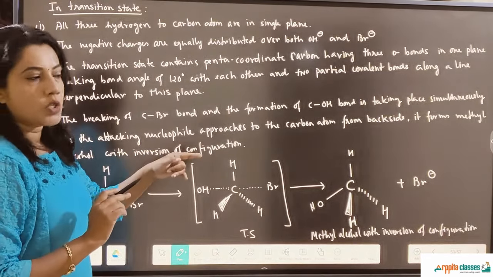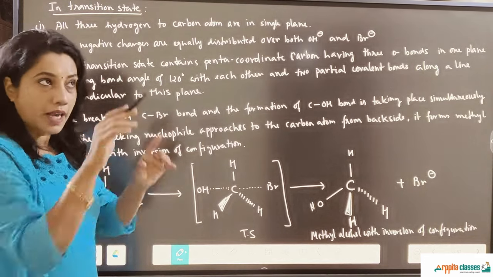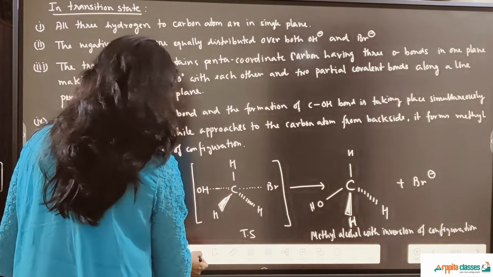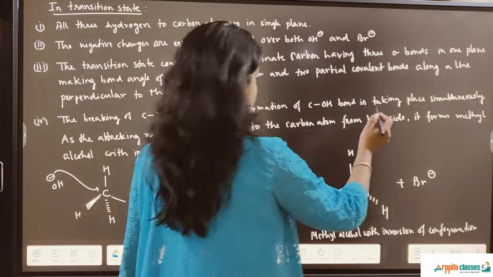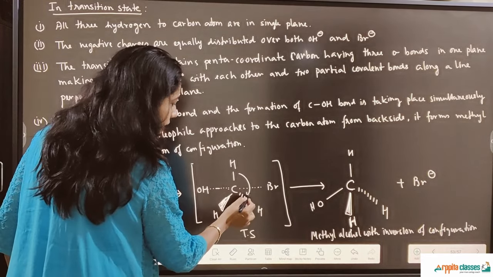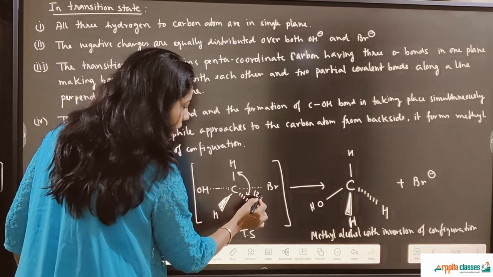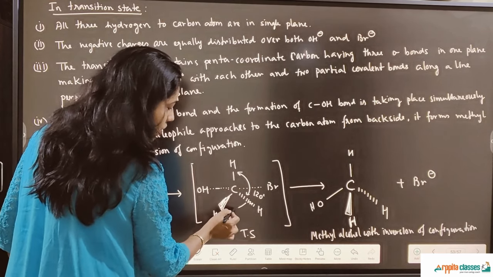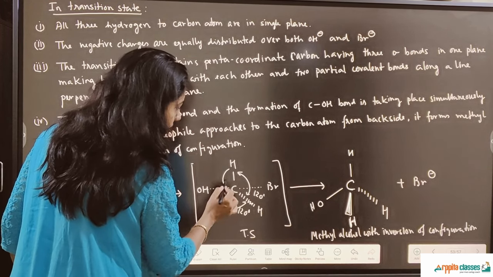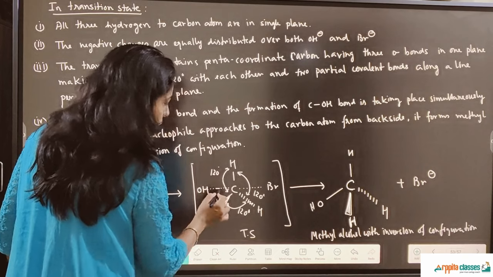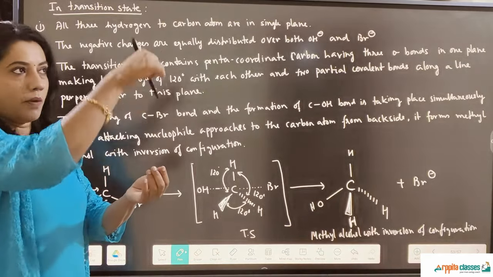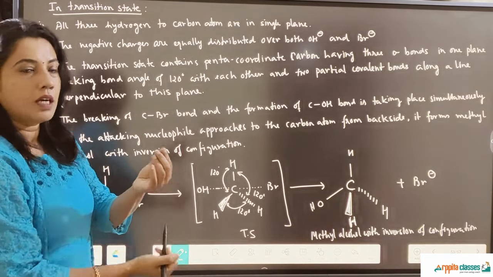to this plane. So the carbon and hydrogen bonds are on the same plane and they make a 120 degree angle with each other. This means what? If I draw the structure, you can see here this bond angle is 120 degrees between H, C and H, this is also 120 degrees between H, C and H, and this is also 120 degrees between H, C and H. And this OH minus and Br minus are perpendicular to the plane. One is from the upside and one is from the downside.